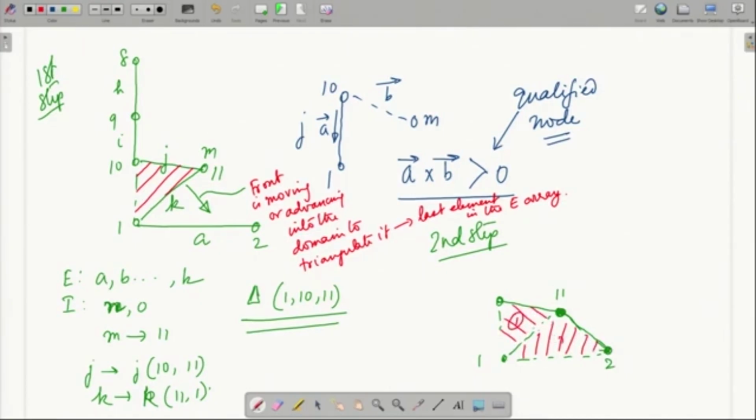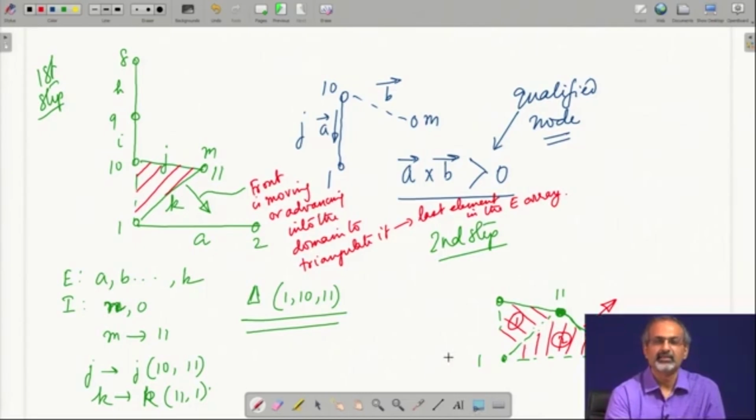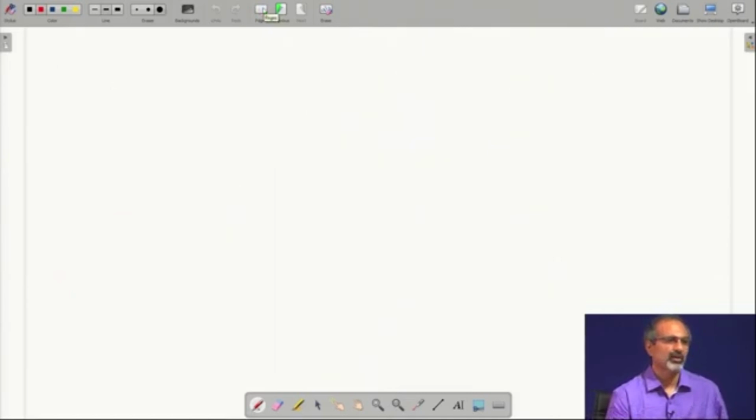So, this is the first triangle you formed, this is the second triangle you have formed, and the advancing front again now becomes this edge. So, this is how it is going to propagate into the domain gradually and triangulate the entire domain. So, both nodalization and advancing front put together can help you develop a simple computer code to do unstructured grid generation.